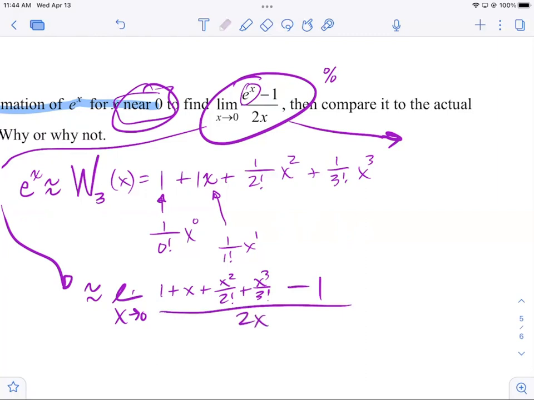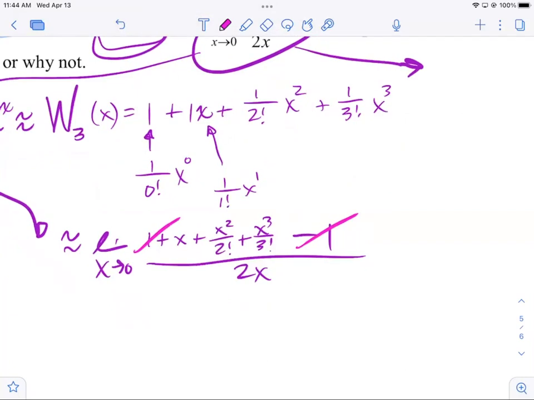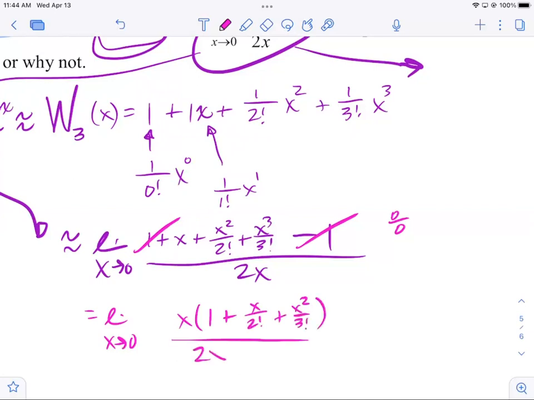Now, if I simplify, the ones cancel, right? And once the ones cancel, I can factor out an x from the top. This is our very first method we learned, right? FADO, because you still get 0 over 0 once you plug in. FADO, factor and divide out. So we get 1 plus x over 2 factorial plus x squared over 3 factorial all over 2 times x.